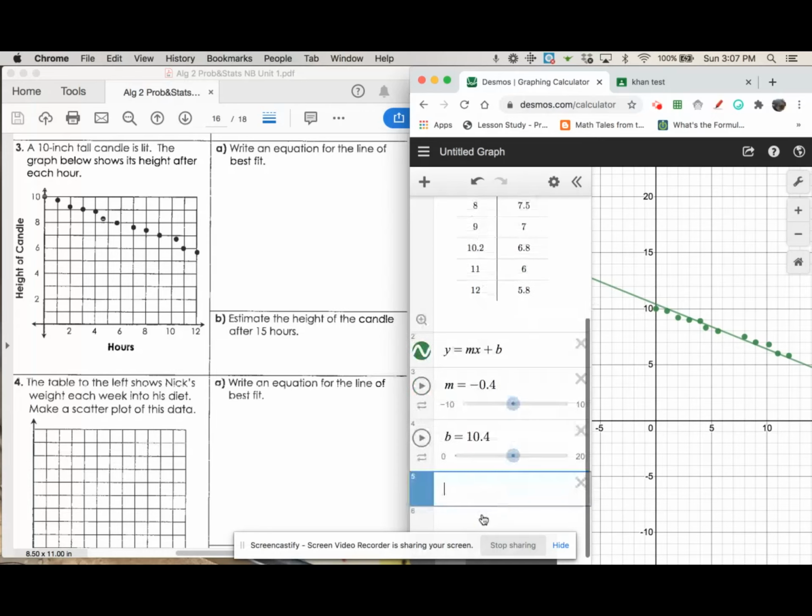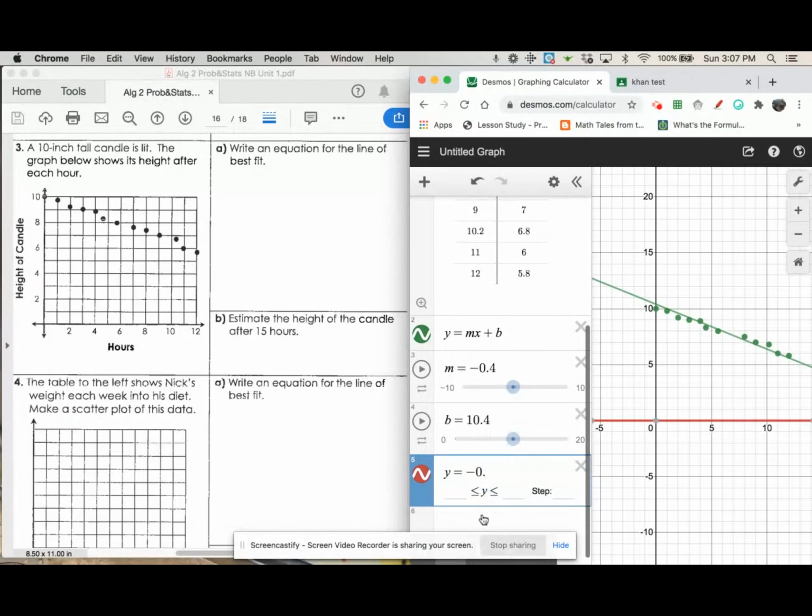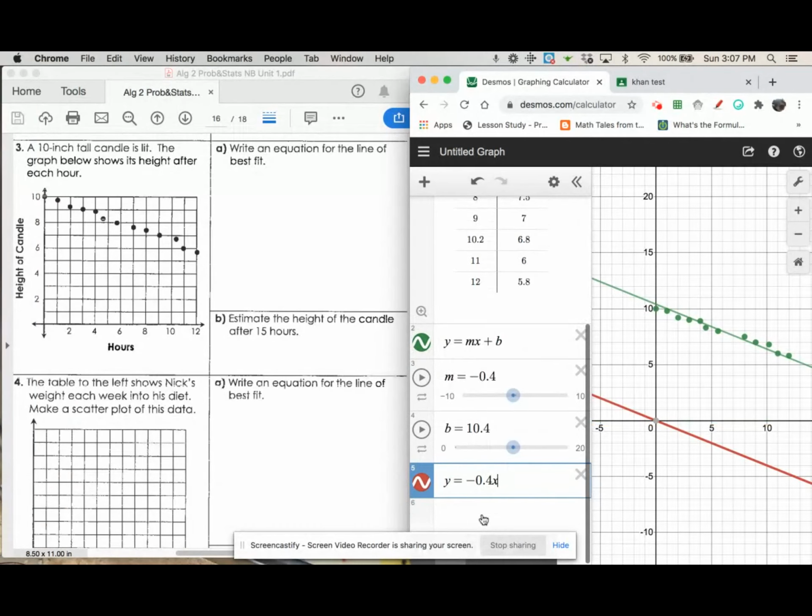I'm going to go down here and type it in. Y equals negative 0.4x. My slope was negative 0.4. My y-intercept was 10.4. So there's my line of best fit.